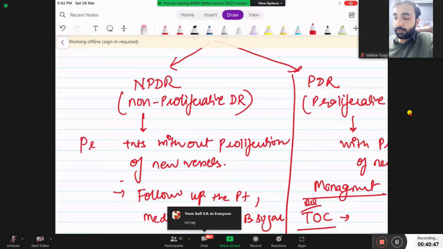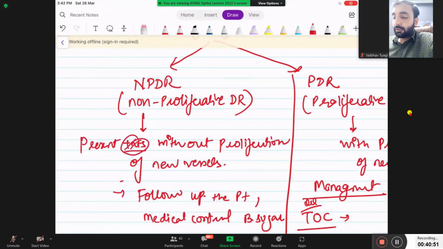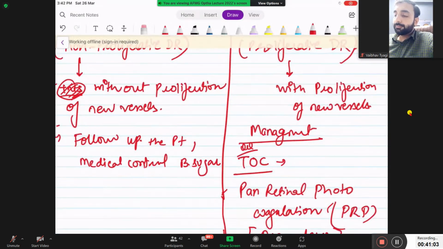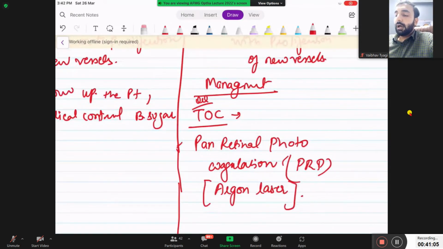This is present. Patient present without proliferation of new vessels. So in capsulotomy and iridotomy, we were using ND-YAG laser, whereas in retina, we are using argon laser for pan-retinal photocoagulation.